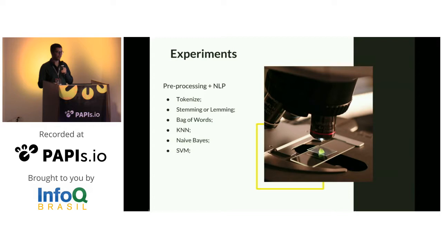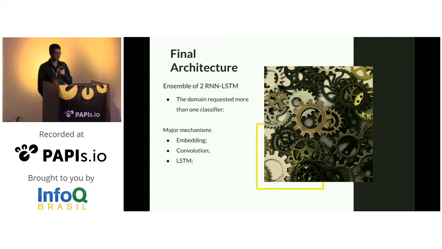But the final product we arrived at was an ensemble of RNNs with LSTM mechanisms. This was basically because the domain told us 2 of these steps were much entangled. So we built a simple model to disentangle these 2 classes and another one to go with the other 3. And then we have the 2 models competing with each other to classify a publication.